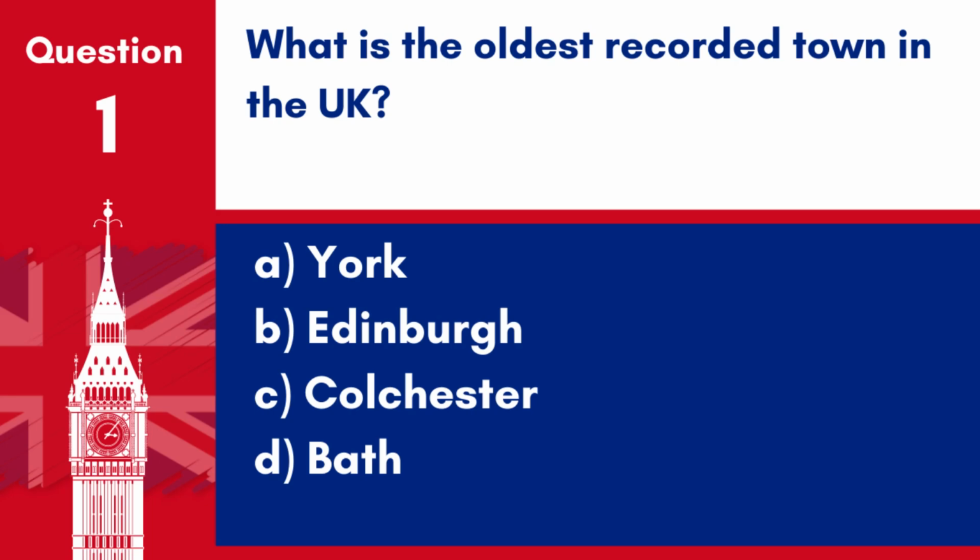Question 1. What is the oldest recorded town in the UK? A. York. B. Edinburgh. C. Colchester. D. Bath.